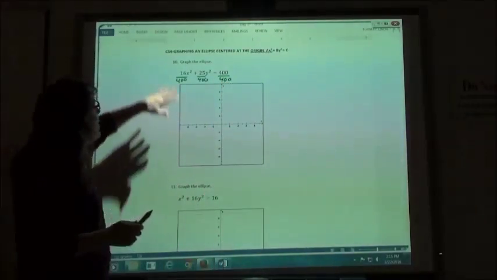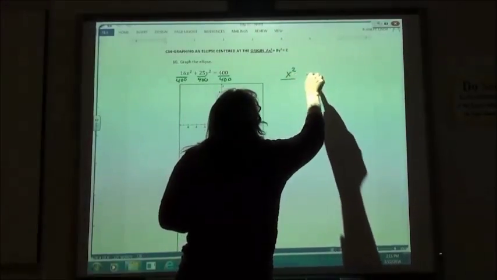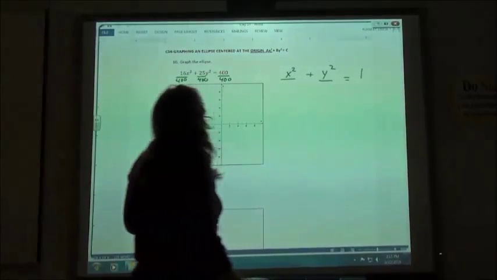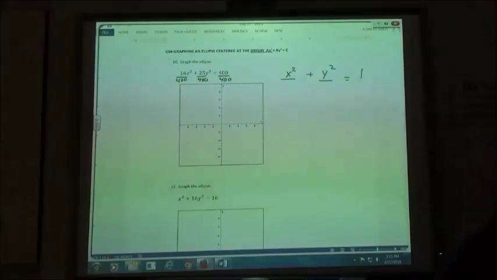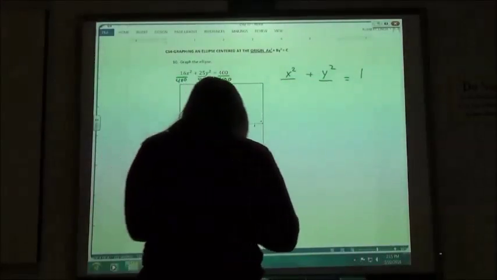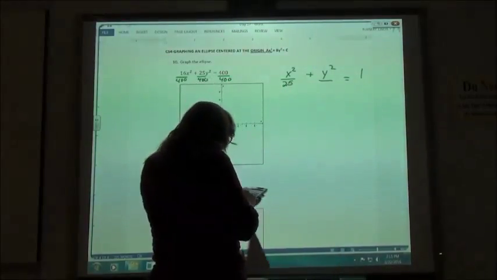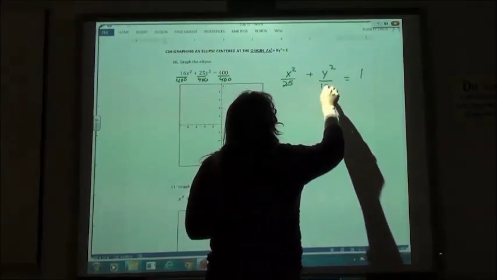So on the top, I'm going to be left with just an x squared. And on the top of the other one, I'm going to have a y squared, and it's equal to 1. So 400 divided by 16, if I grab my calculator, 400 divided by 16 would give me 25. 25 divided by 400, guess what? It's probably 16, huh? 16.